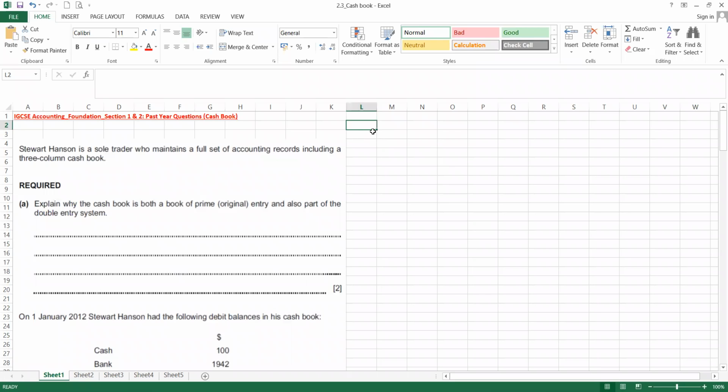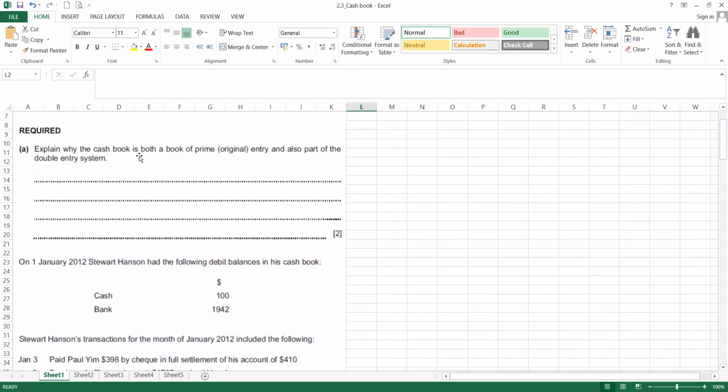Okay, we will continue with the cash book exercise from the past year question. Steve is a sole trader who maintains a full set of accounts, including the 3-column cash book. Explain why the cash book is both a book of prime entry and also part of the double entry.